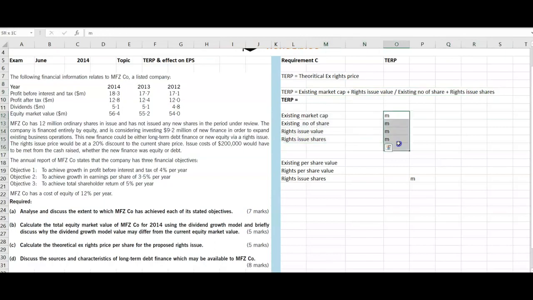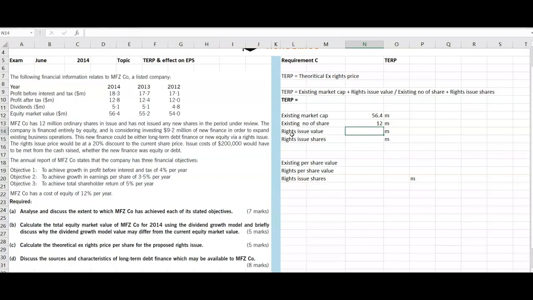We'll find them in terms of millions, and to find this out we might have some working notes, so we'll do it here. We'll start from each and every number. First we'll find the existing market cap of equity shares. That comes to 56.4, so we'll take that. The next number we want is the existing number of shares. That is also given, as 12 million shares, so we can directly take that.